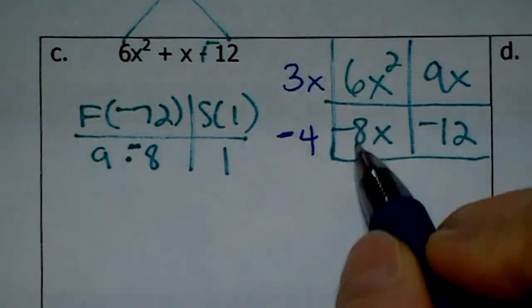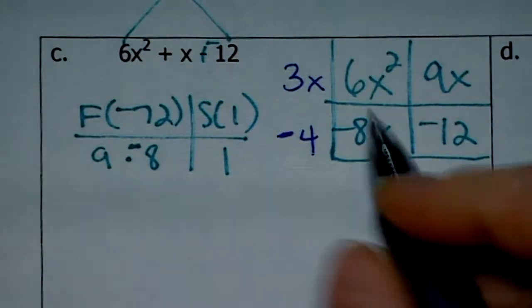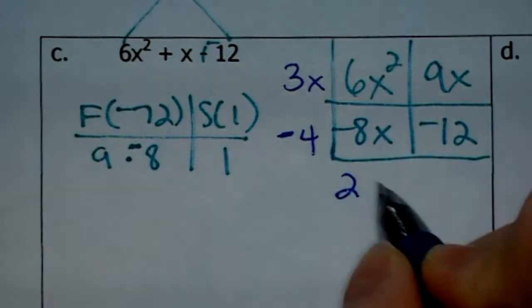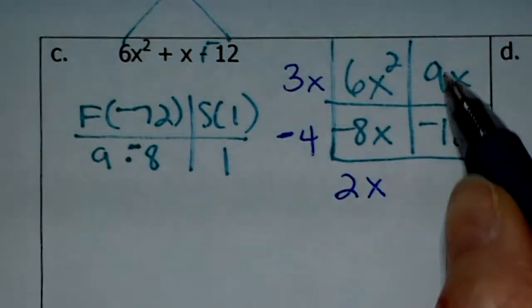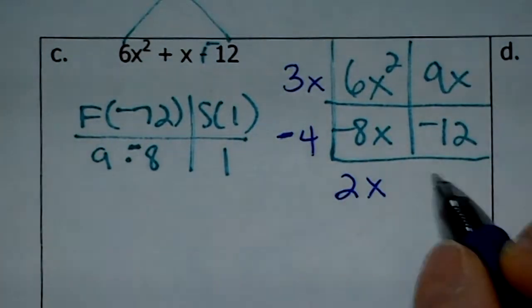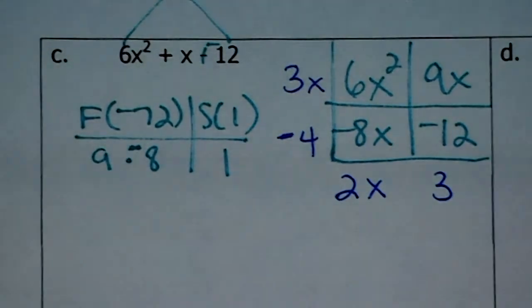2 goes into 6 and 8. I'm not pulling out a negative because only one of them is negative. And they both have an x. And here, the largest number that goes into 9 and 12 would be 3, and they don't both have an x. All right, let's write it out.